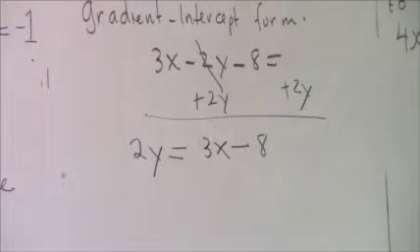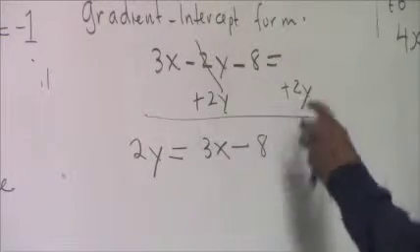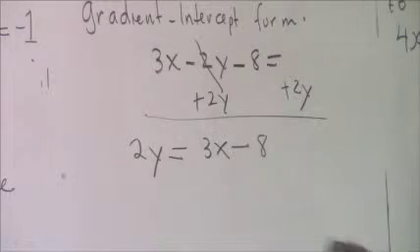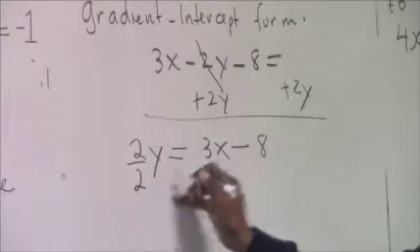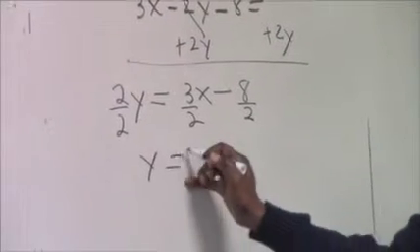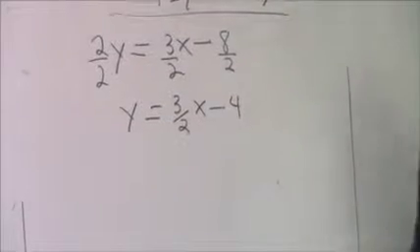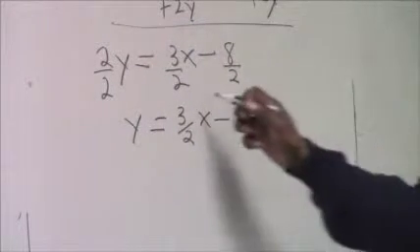Now I hope there's no confusion. All I did, so I will have 3x minus 8 equals 2y is the same as 2y equals 3x minus 8. Now to get y by itself, I divide by 2, divide by 2. So I have y is equal to 3 over 2 x minus 4. Now what I need to take from this is simply the gradient.